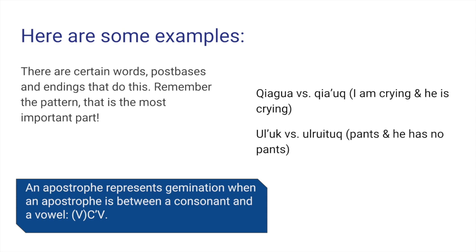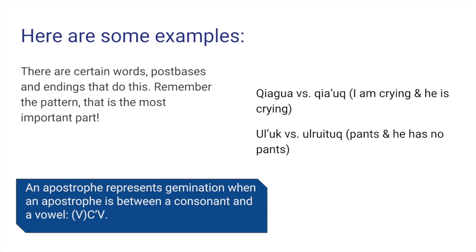Another example is ulluk, and that's pants. And in ulluk, the fricative has been dropped here in this word. That's pants. And then when we added a postbase that gave it another two vowels, then that R came back. Ulhuidok. He has no pants. And hey, maybe that's why he's crying. I don't know.